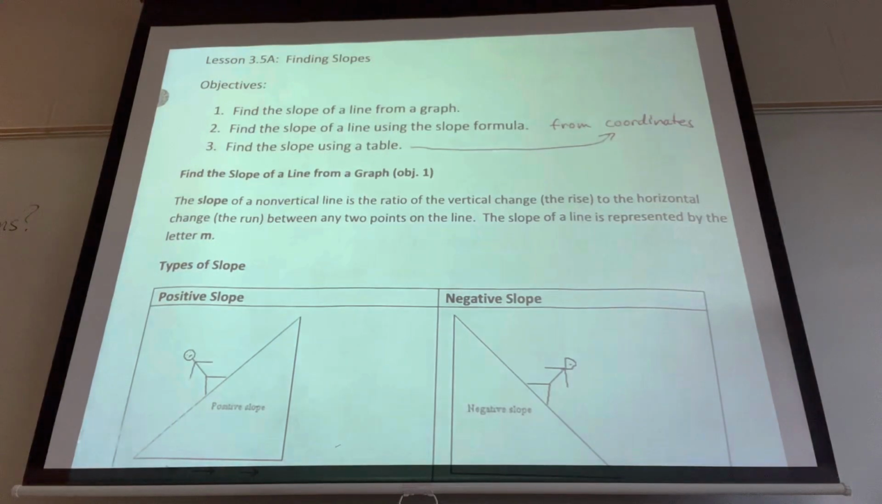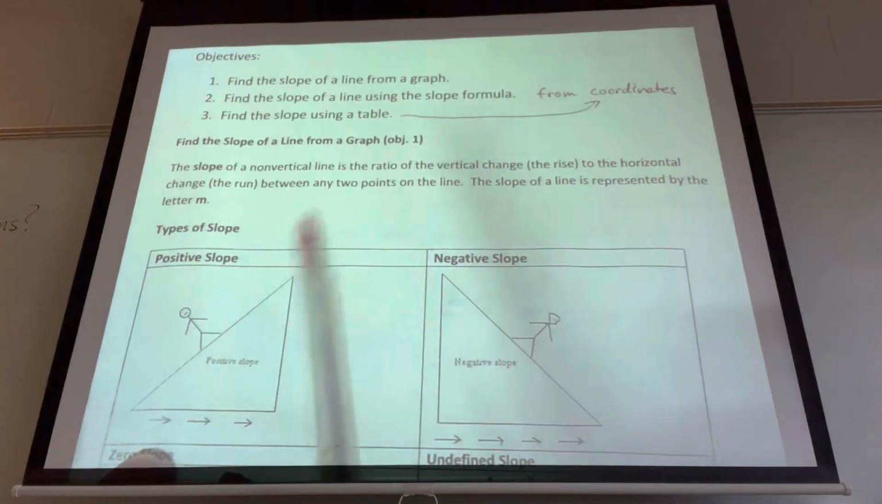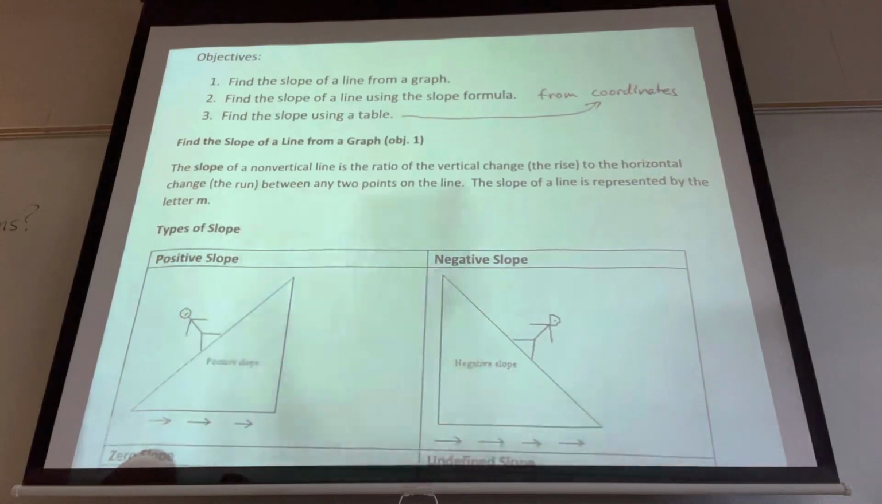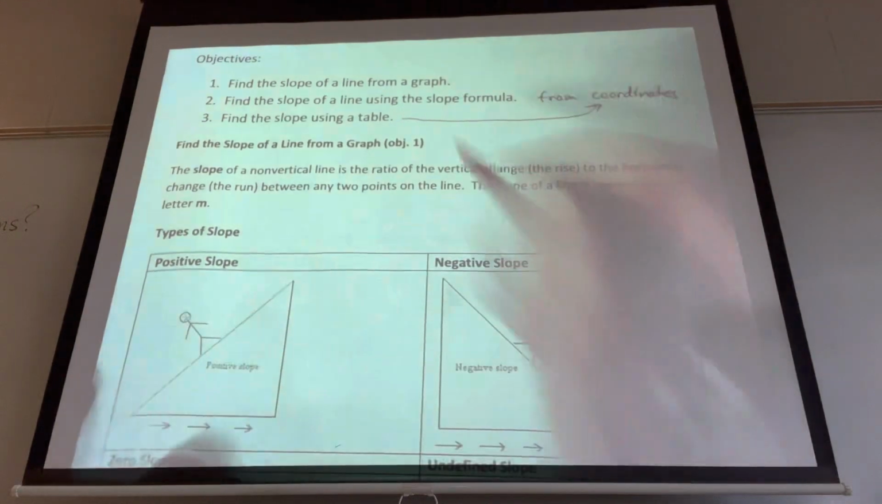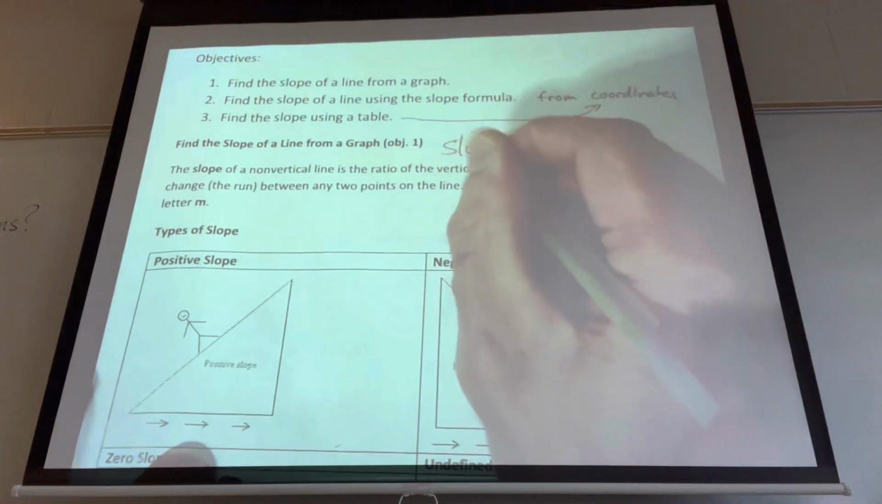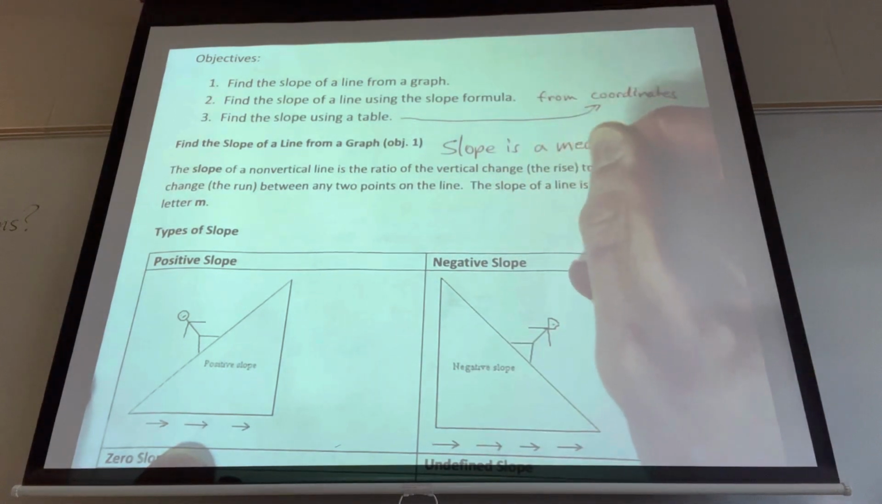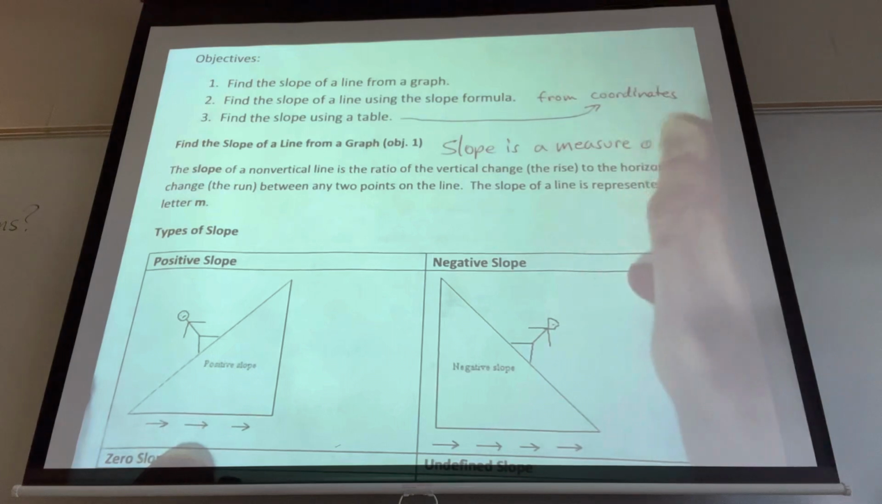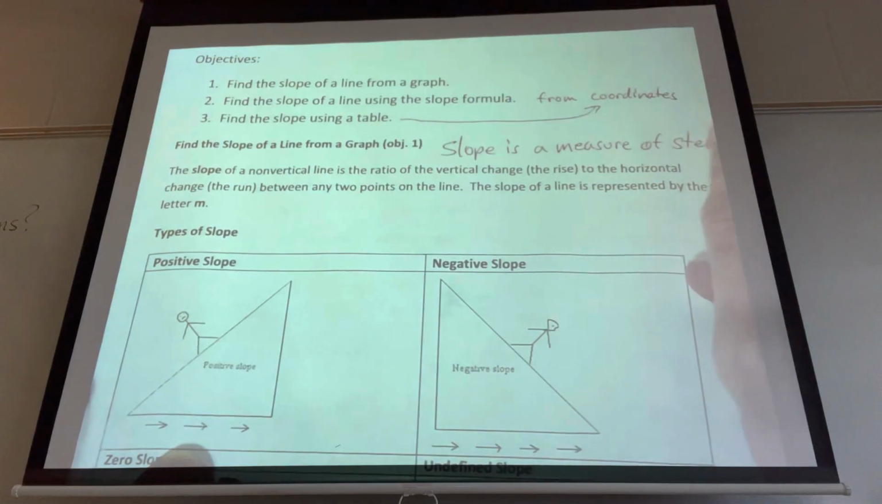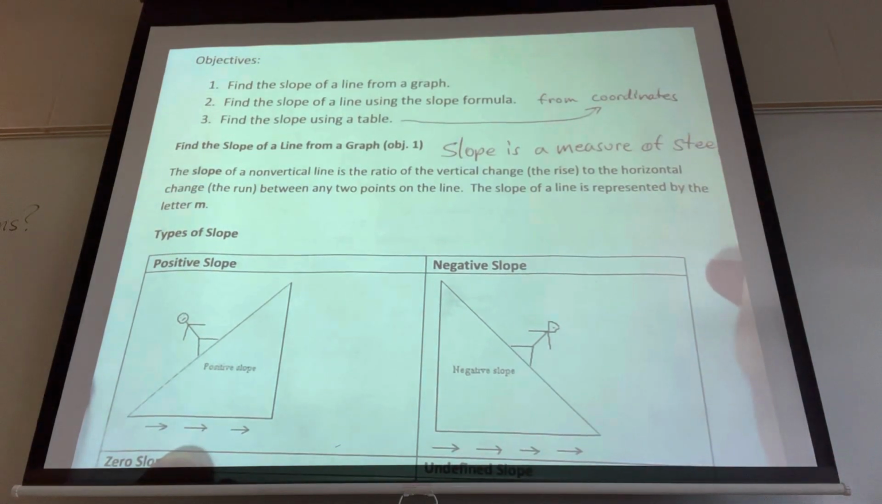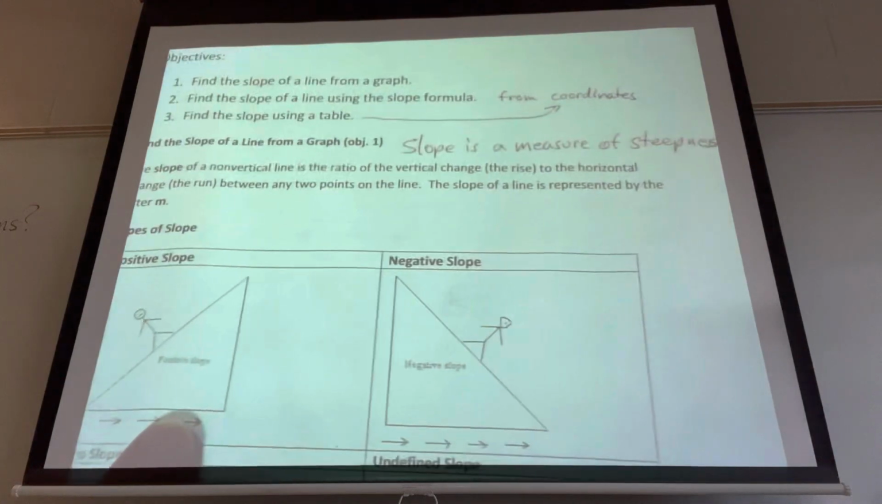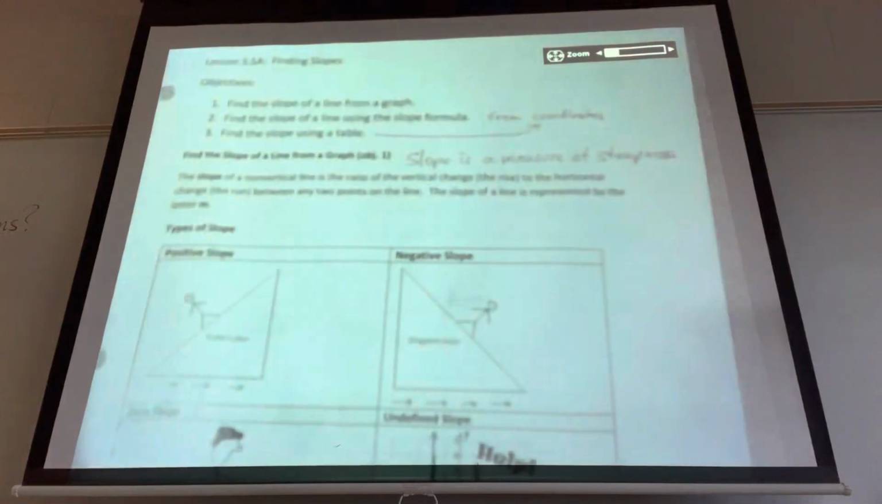Okay, so it turns out that they've got a definition of slope right here, but I want you to write this down. Slope is a measure of steepness. It's a measure of steepness. It says how steep something is.